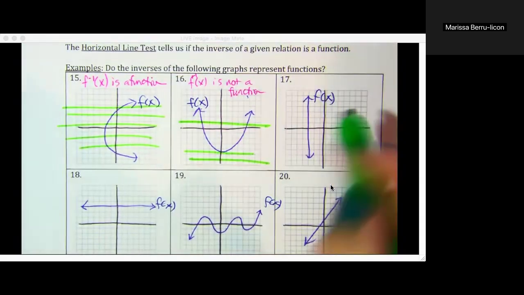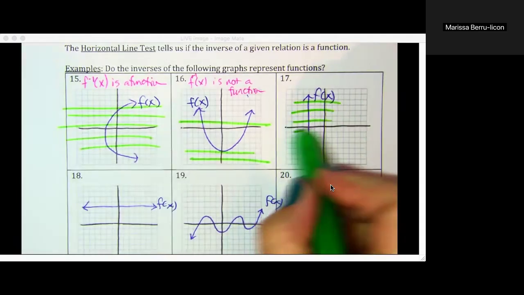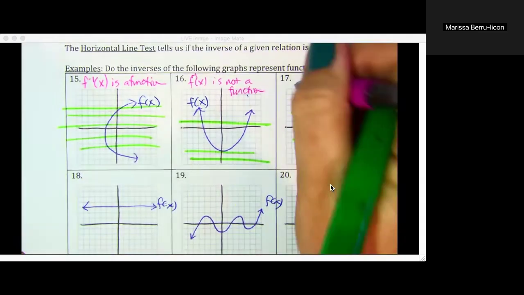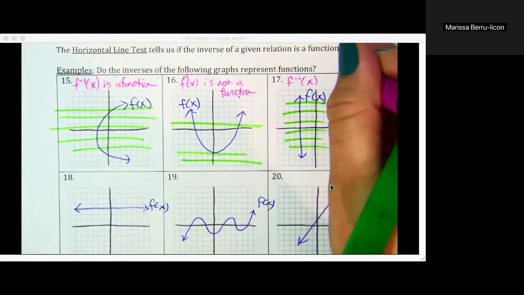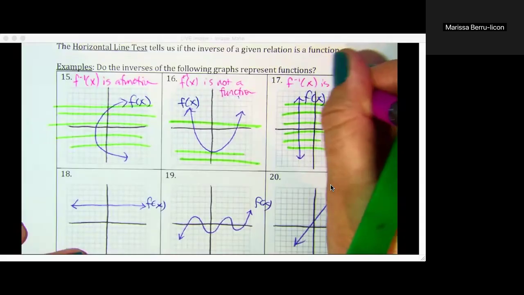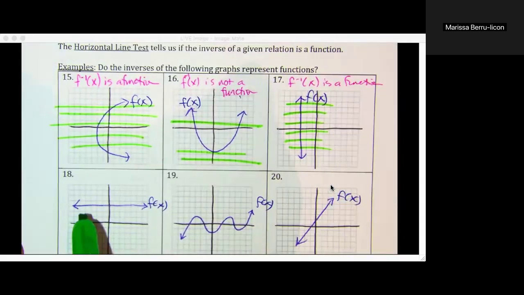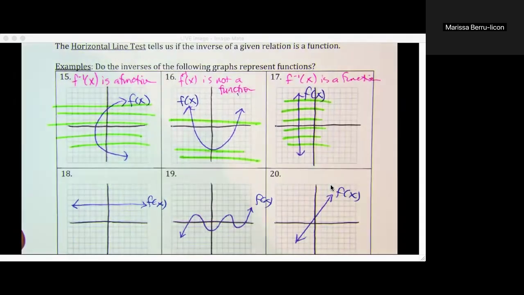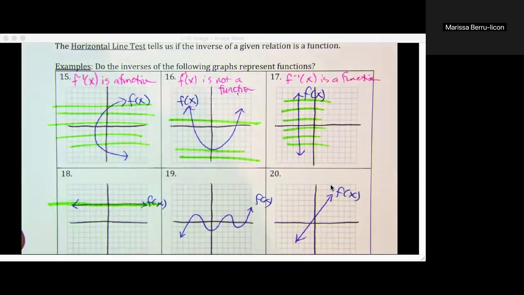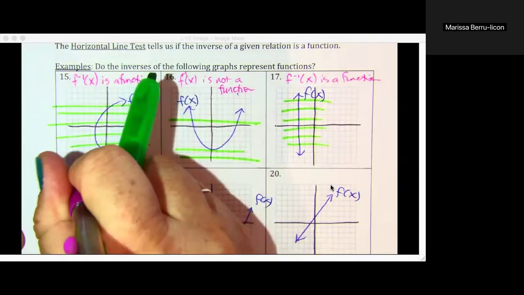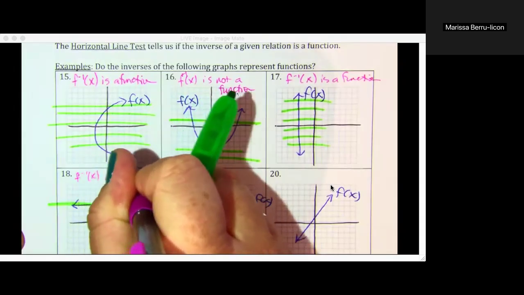And here we saw in the last examples that this failed the vertical line test, but it passes the horizontal line test just fine. So that tells me that the inverse of this function is a function. And though we saw this type of example pass the vertical line test, it does fail the horizontal line test. So inverse f of x is not a function.